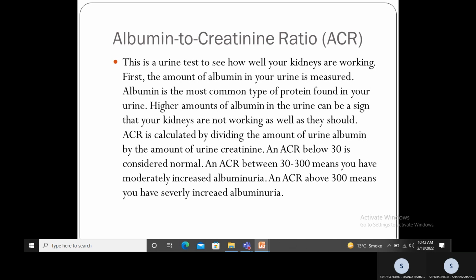An ACR below 30 is considered normal. An ACR between 30 and 300 means you have moderately increased albuminuria, and an ACR above 300 means you have severely increased albuminuria.